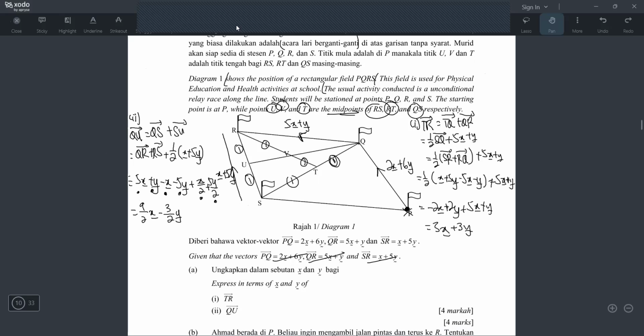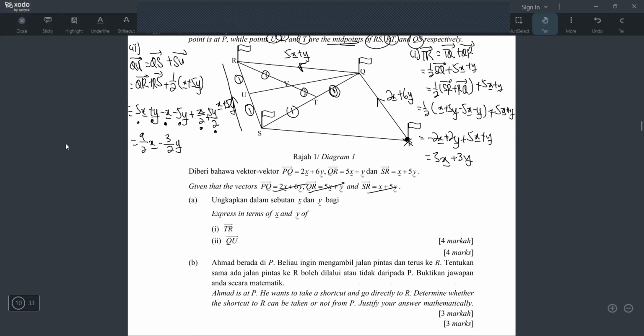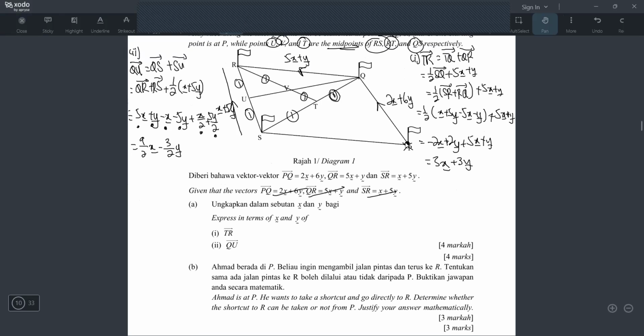Obviously, the question says already, the activity is a relay race along the line. So you can only run along the line, right? You cannot run here, because maybe this is the grass part, I don't know. So now the question is asking, can Ahmad use a shortcut from P to R? The shortcut will be to run straight to R like that without passing through Q or S. So we have to determine whether the shortcut to R can be taken or not from P.